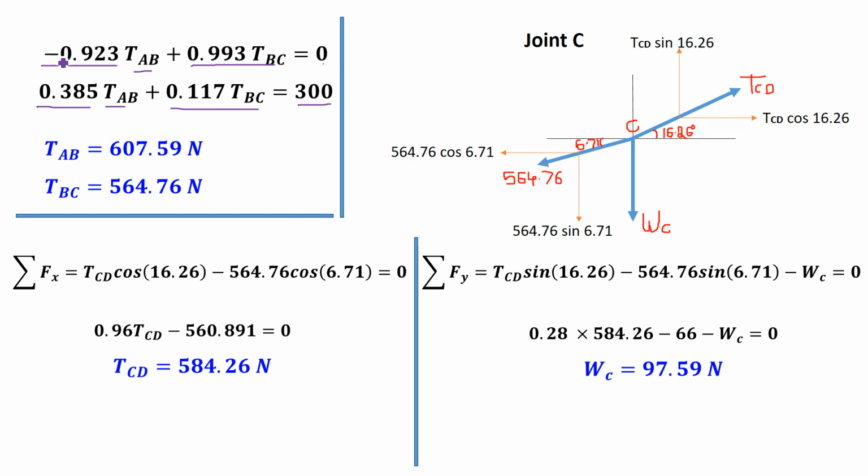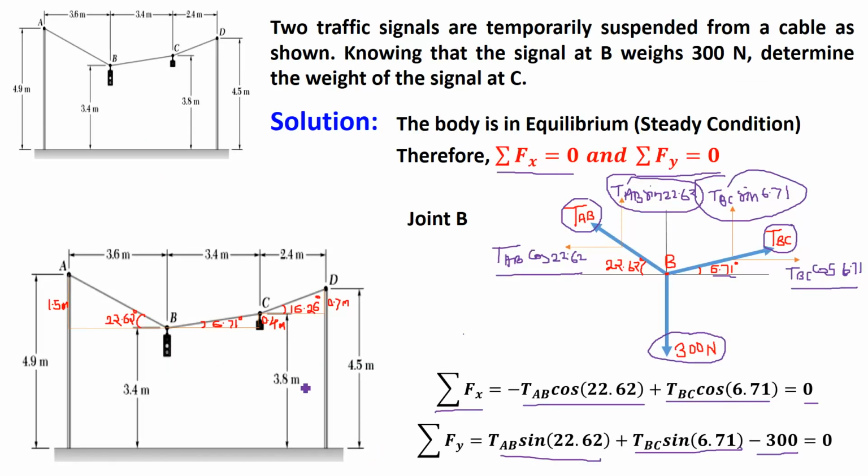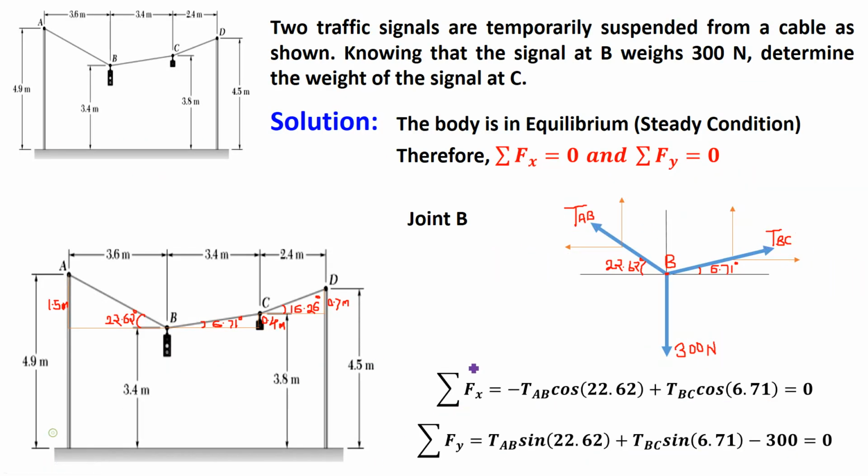If you solve these two equations simultaneously, you will get the value of tension AB as 607.59 and the value of tension BC as 564.76 Newton. So these are the tensions in the two cable segments. Now once this joint is over, we can consider the next joint, that is joint C. If you look at joint C now, okay, this is joint C.